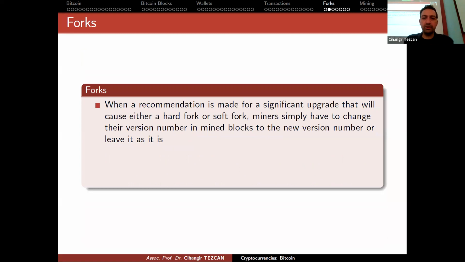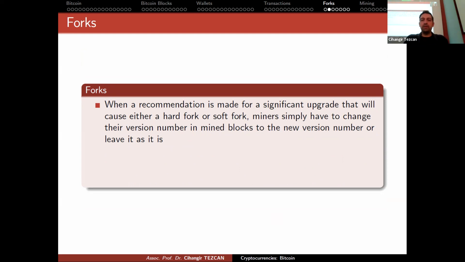So when a recommendation is made for a significant upgrade, in order to create a soft fork or hard fork, miners simply have to change their version number in mined blocks to the new version number or leave it as it is. So let's talk about Bitcoin at this point.